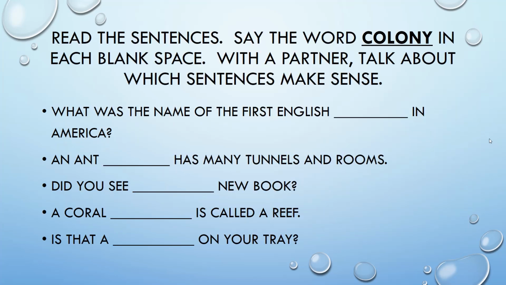All right, we're going to read these sentences. We're going to say the word colony in each blank space, and with a partner talk about which sentences make sense. Since I'm doing this remotely and unfortunately can't talk with you guys, I'm going to talk about the sentences on my own. The first one says, what was the name of the first English colony in America? I know that makes sense because the groups of people that came to America lived in colonies. Number 2, an ant colony has many tunnels and rooms. Yep, ants live in colonies.